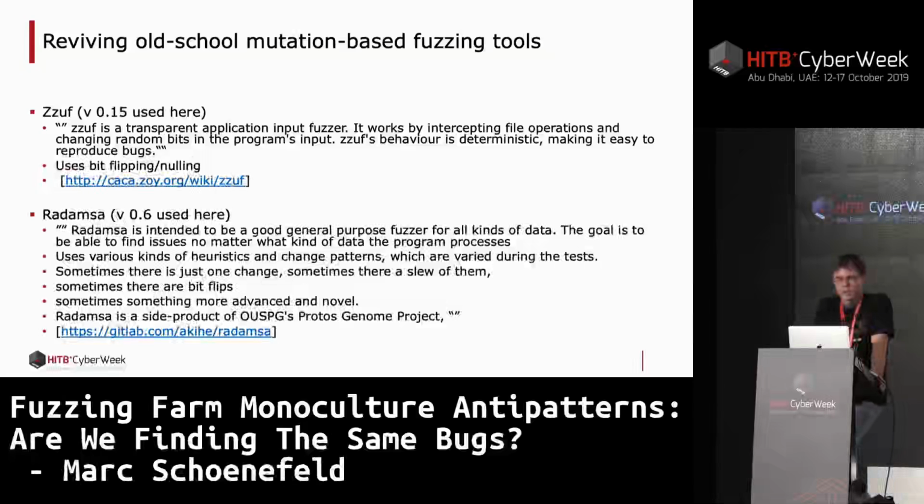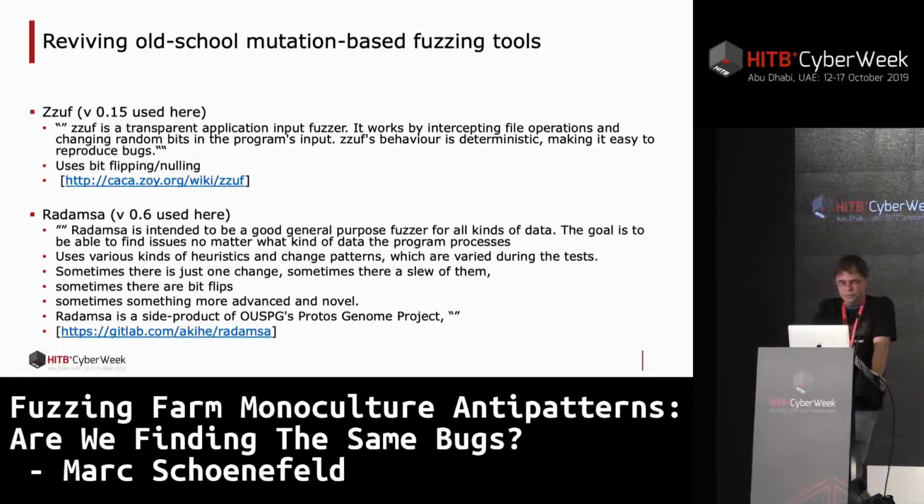So, which tools came into use? That was first the zzuf fuzzer from Sam Hocevar, version 0.15 was used. It's a transparent application input fuzzer. So it's like a pipe. You pipe a set of bytes to it and it does random bit flipping, and on the other side of the pipe there comes out the fuzzed version of it.